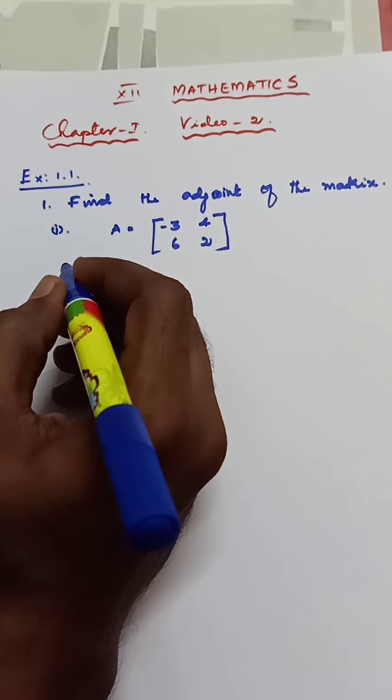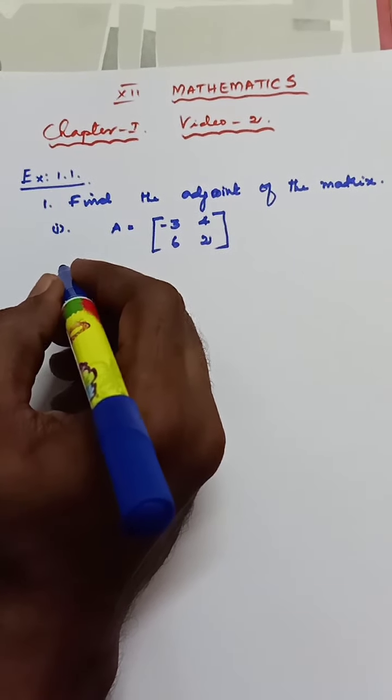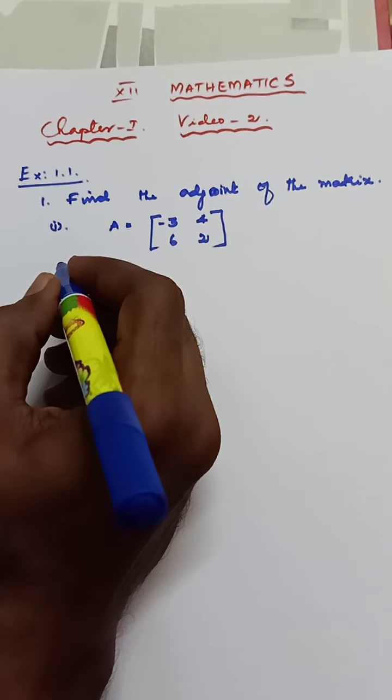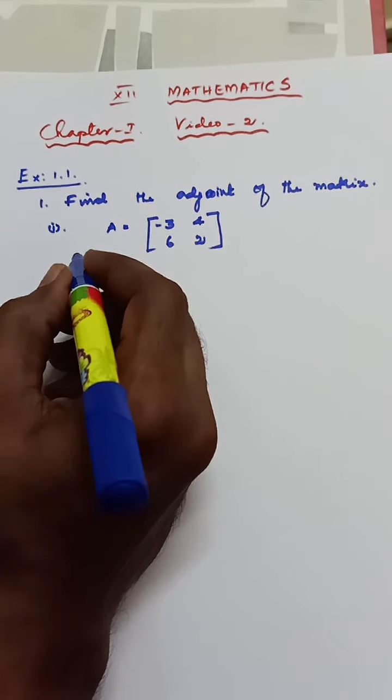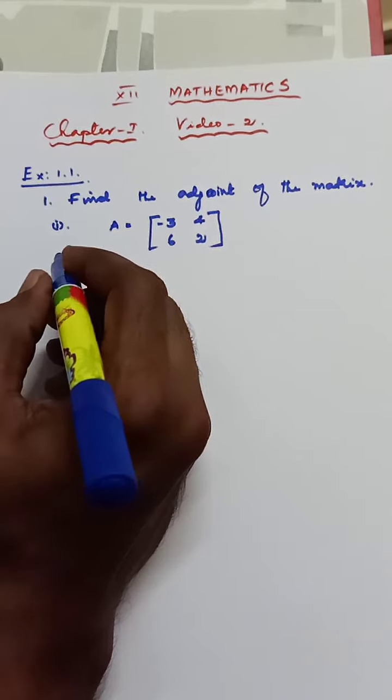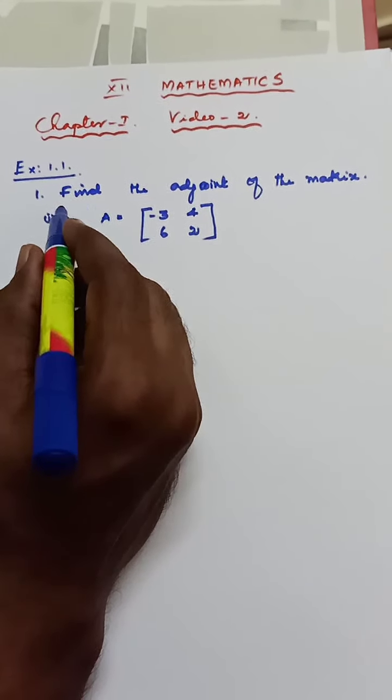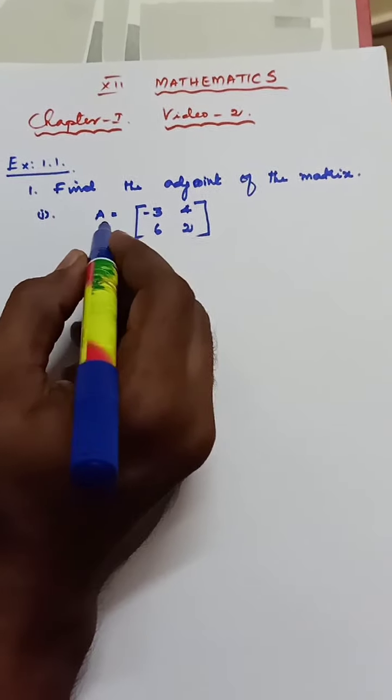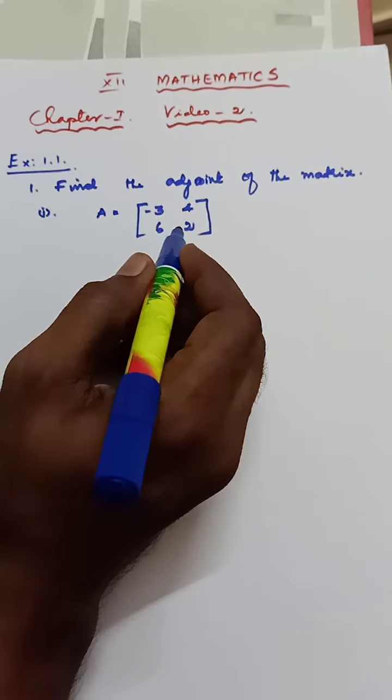Students, in the first video we saw how to find the adjoint and inverse of a 2 by 2 and 3 by 3 matrix. In this video we are going to start our first exercise. So the first one: find the adjoint of the matrix A = [-3 4; 6 2].